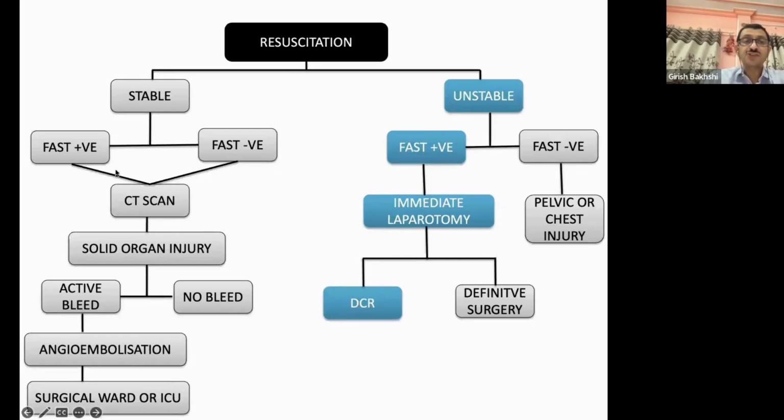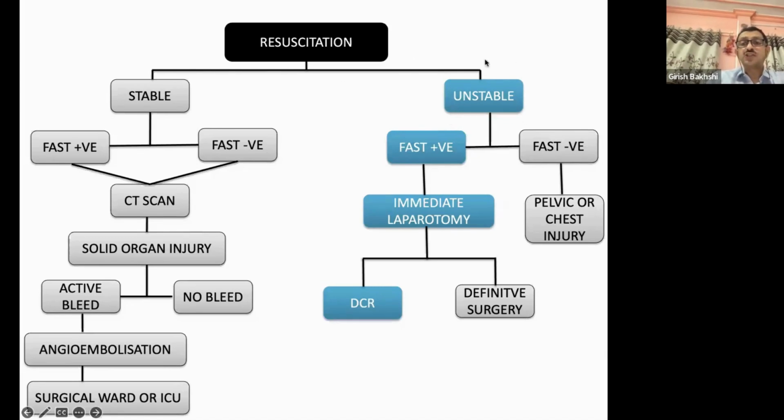If the patient is showing something, then you can treat it accordingly. If not, then you can do a CT scan in a stable patient. Remember, the patient should be stable before you send him for CT scan. And then you can manage him accordingly. If there's solid organ injury, you can take the help of your interventional radiologist to give angioembolization and then shift him to the ward. If there's no bleed, obviously you can observe.